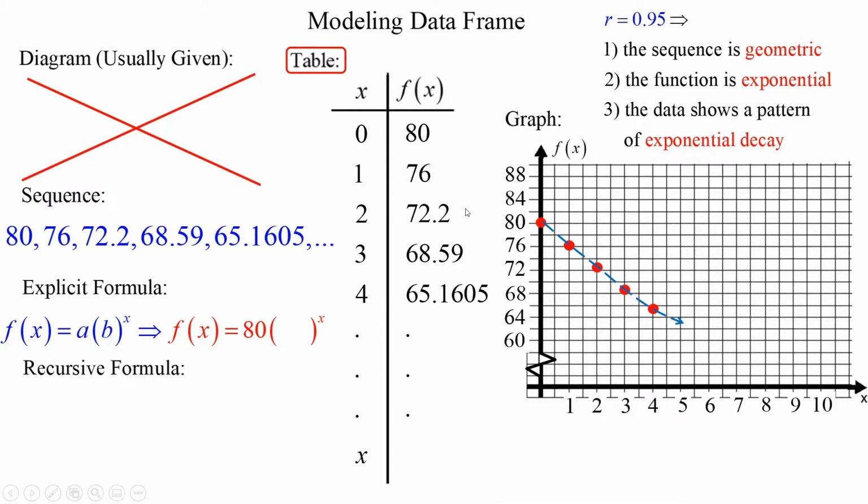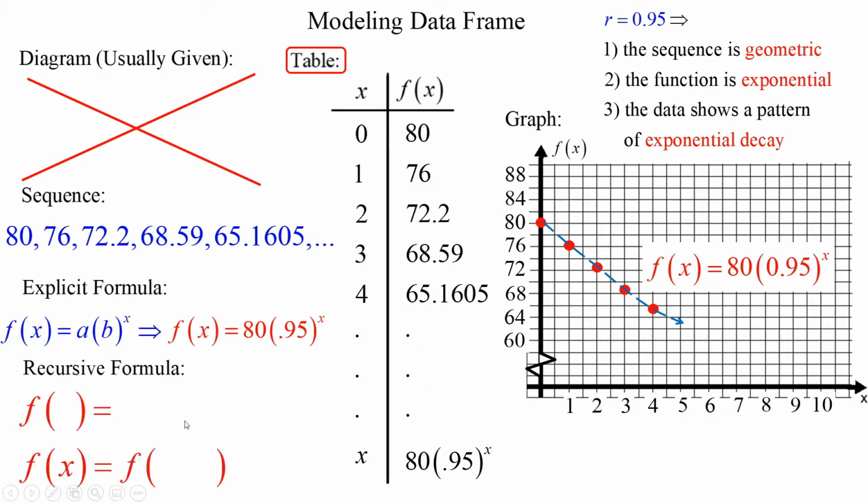B is your base, or your common ratio, 0.95 to the x. So let's put this expression down here in our table. Beautiful. And now the recursive formula. Oh yeah, there's the function right there too. Oh, that's pretty. All right.